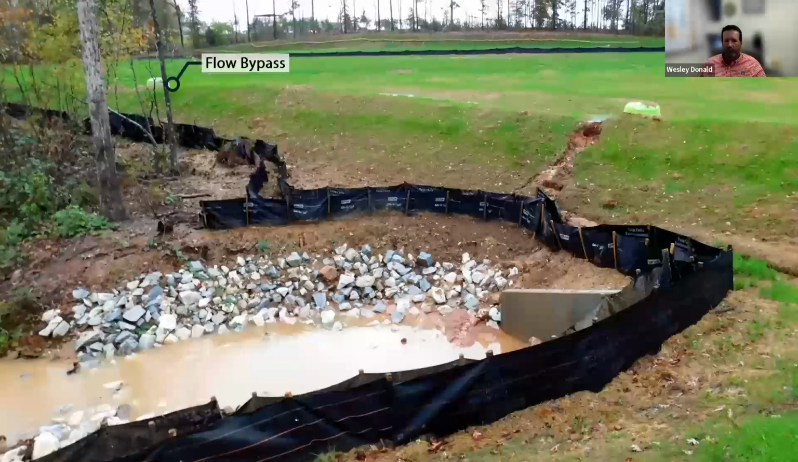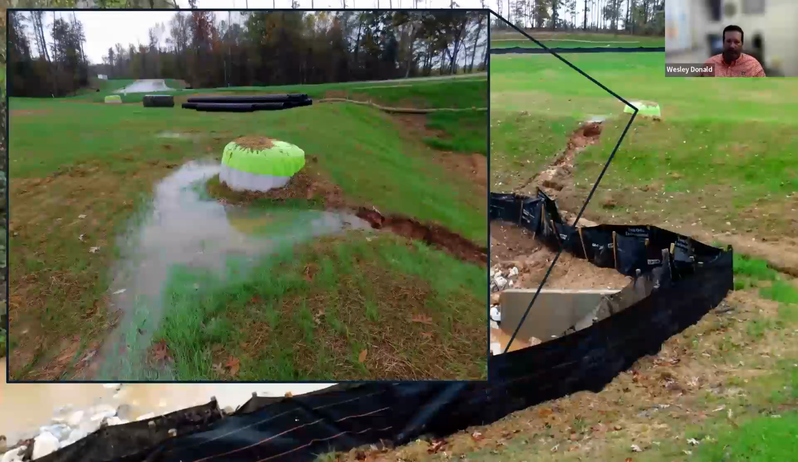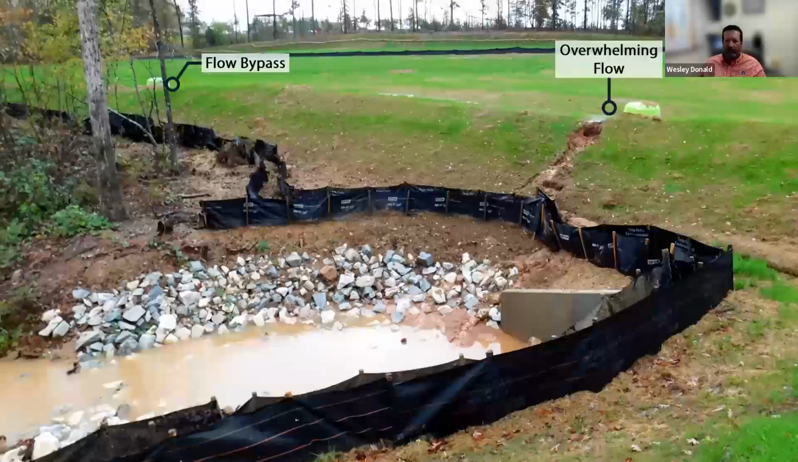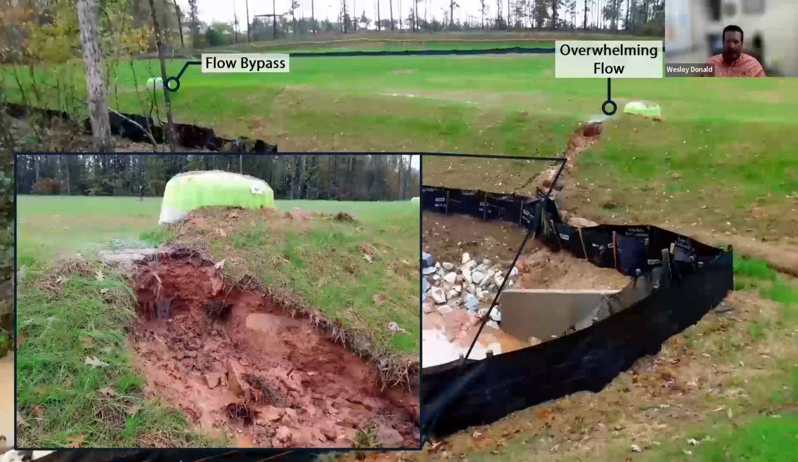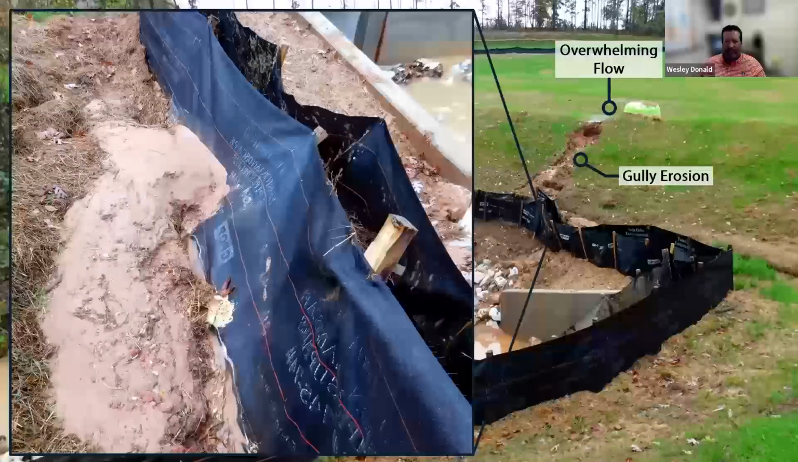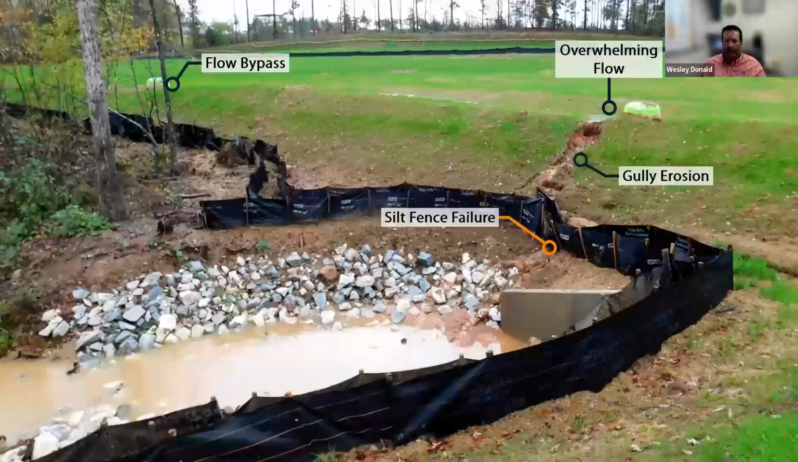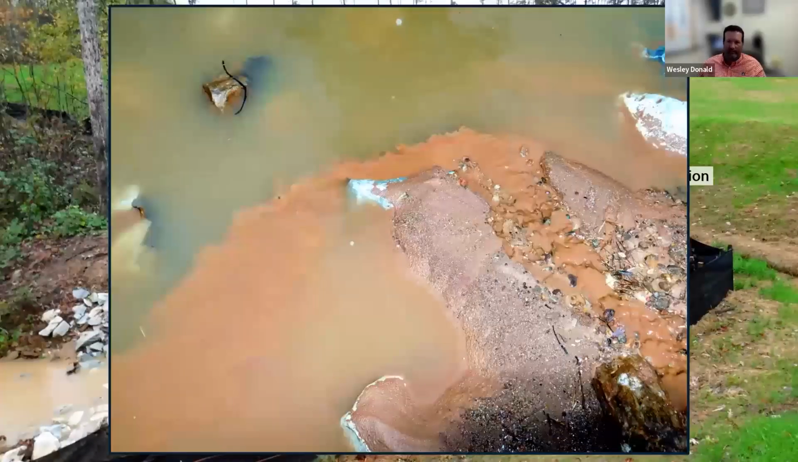Well, we're going to end up causing flow bypass. We're going to cause overwhelming. We're going to potentially cause a point of failure. And that point of failure, through that overwhelming component, led to a loss of control from a stormwater standpoint, but also erosion standpoint, and also a sediment standpoint. It affected downstream BMPs, caused failures, and eventually we ended up with a sediment yield that we likely did not want to see from our project standpoint.